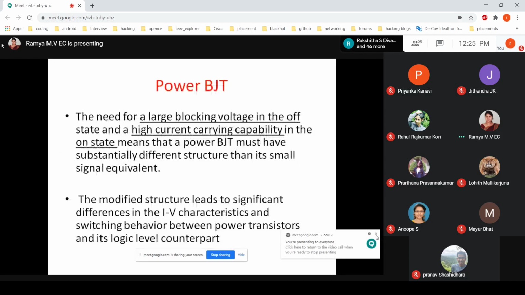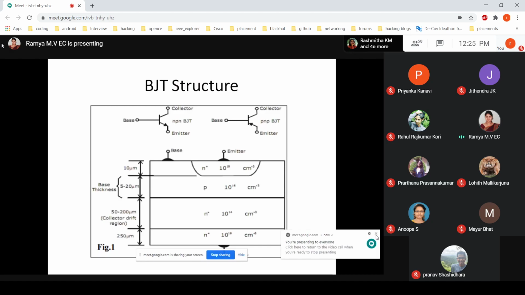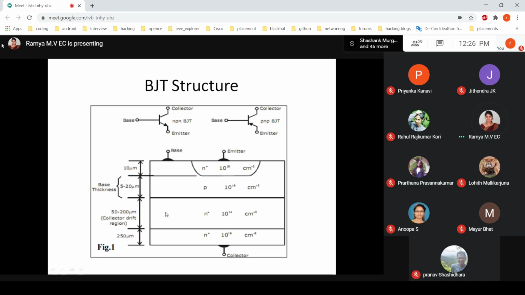So, the power BJT structure. Again we have NPN and PNP types. It will have collector, emitter and base, the same information. Look at the doping structure over here. N, P, N.